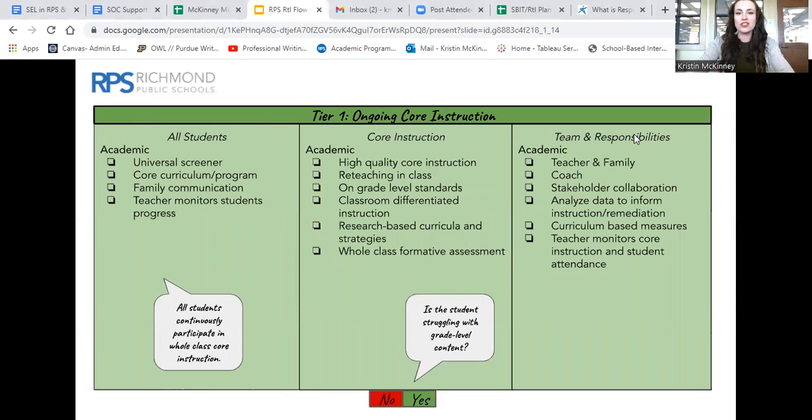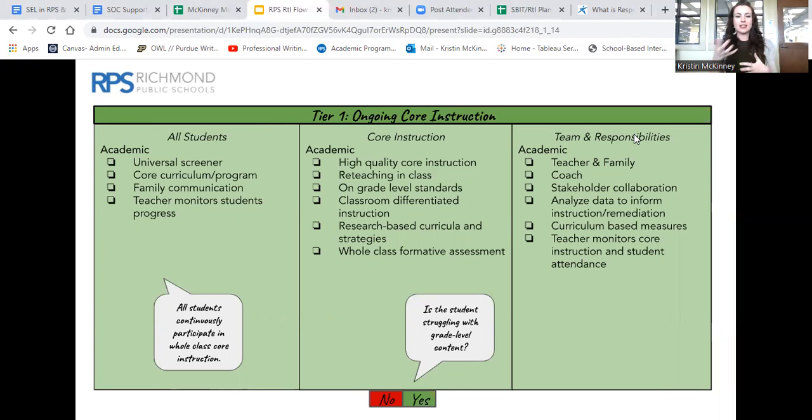First, we've got tier 1, which is the general education classroom. This involves screening students, core curriculum and programs that students are enrolled in at the middle school and high school level. And then of course, in elementary, we're thinking about L and Eureka. So this phase of RTI is where the teacher is monitoring. You can see some of the core instruction and team responsibilities also listed on this chart. And I'll make sure that I drop a link so that you have access to this as well after the video is over. So again, tier 1 is what everyone is getting within their classroom.